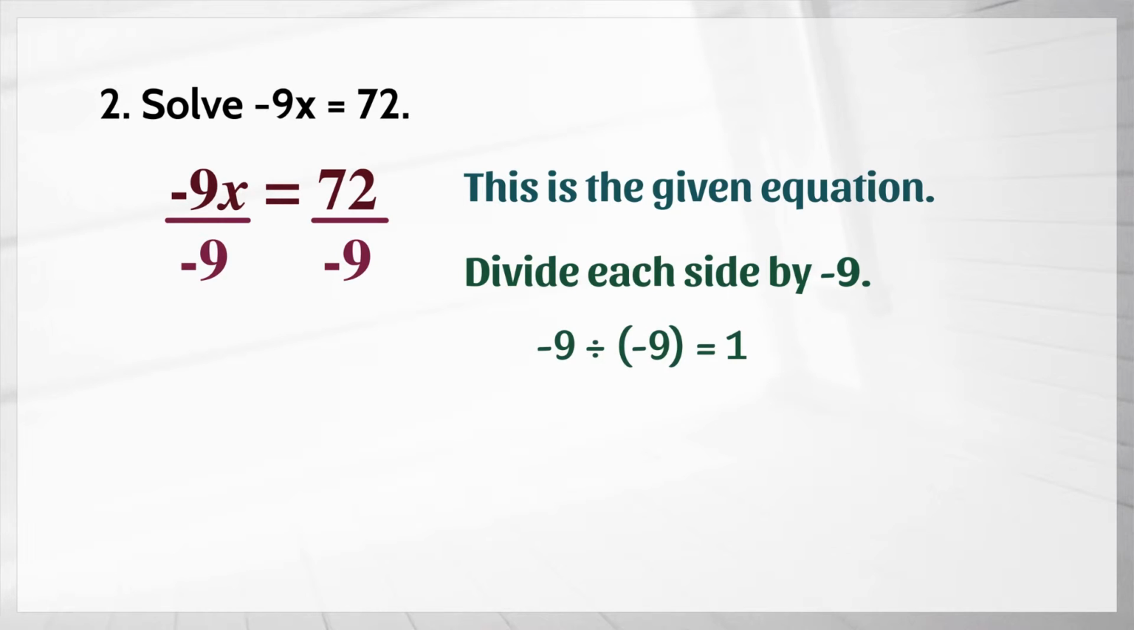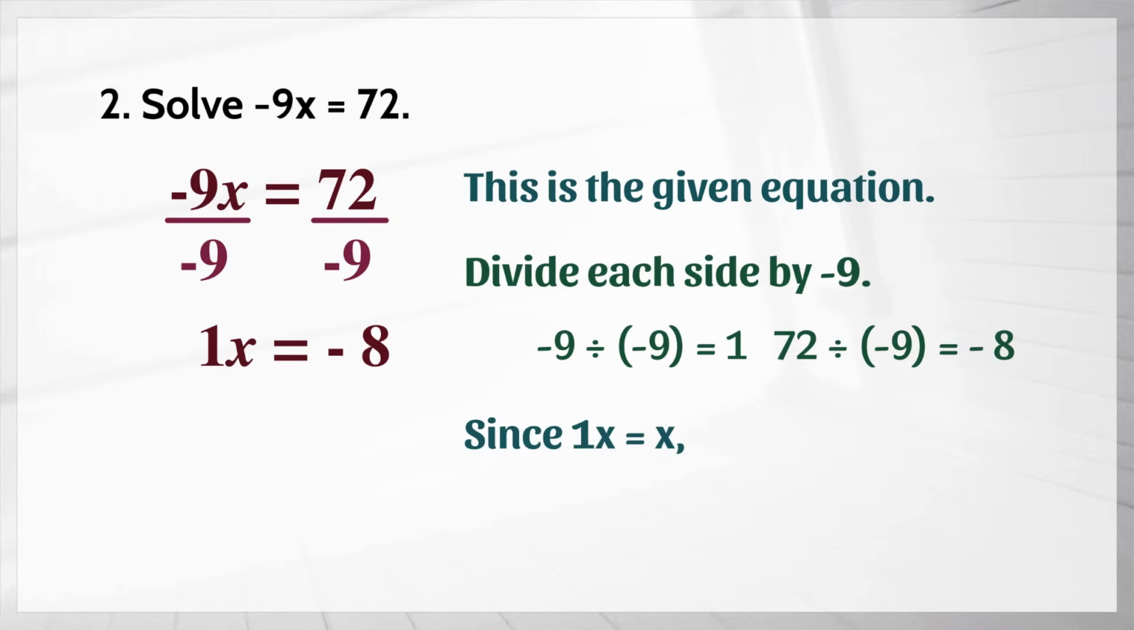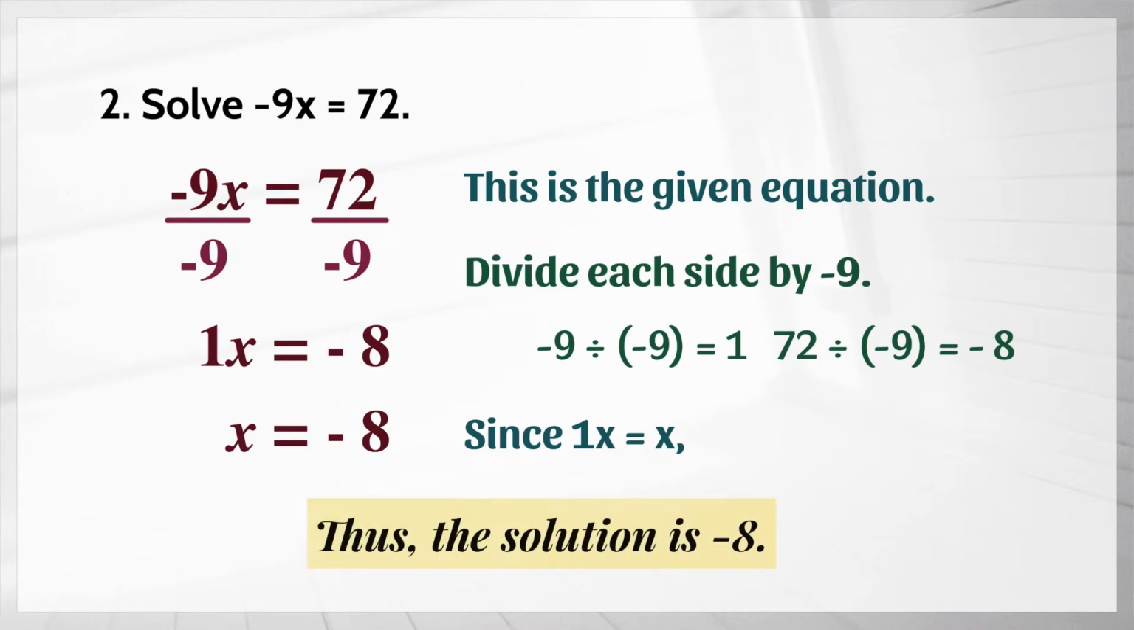Because negative 9 divided by negative 9 is equal to 1, and 72 divided by negative 9 is negative 8, our equation will be simplified to 1x equals negative 8. Remember, if the numerical coefficient of a variable is 1, then it's fine, even if we don't write it. So 1x is the same as x. And from there we can find the solution. That is x equals negative 8. Thus, our solution is negative 8.